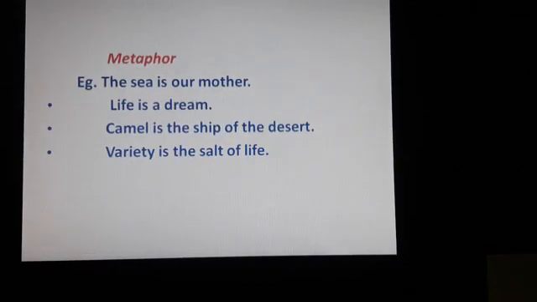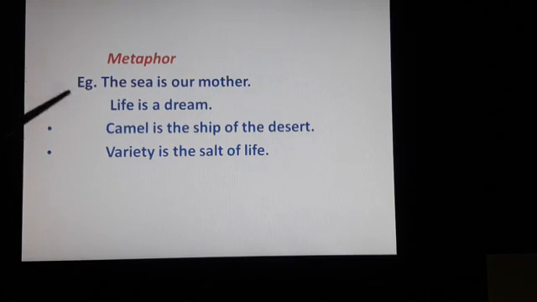You see here, example, the sea is our mother. Sea and mother are compared, but both are spoken of as one. Understood? And therefore it is a metaphor. But suppose it was, sea is like our mother. In fact, it's like our mother. So when we add like, it becomes a simile. But when both things are spoken of as one, sea and mother, it is a metaphor.